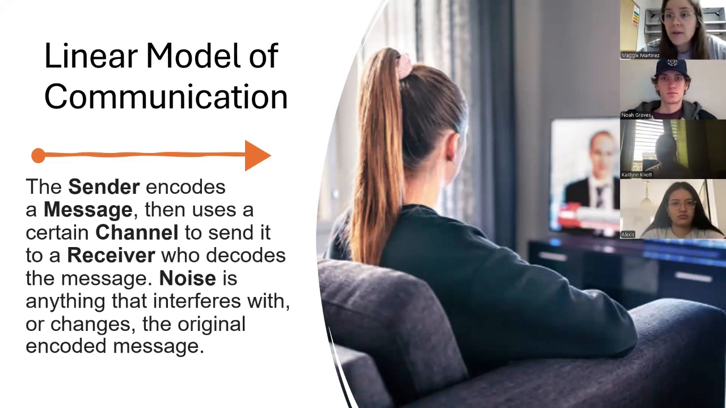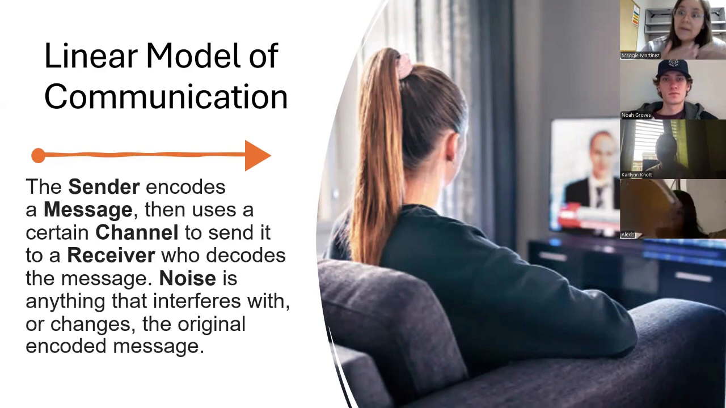That could be physical noise, like your 2-year-old screaming in the background so you're missing the message, or you're stressed about another class. So you're really not hearing my lecture because you're stressed about something else, right? Those are all examples of noise. Now, a linear model of communication is very limiting, right? Because it's basically saying a sender sends a message to the receiver and that's how it is. But we know that's not really how it works, right?